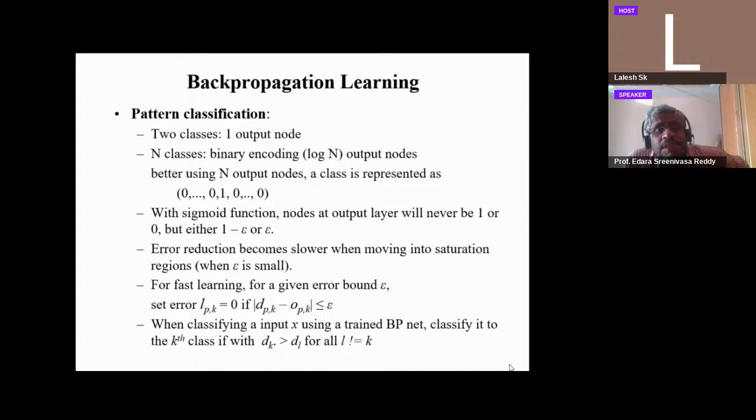When classifying an input X using a trained BPNet, classify to the kth class if dk is greater than dl. Dk means the desired response of the kth node, and dl is the desired response of the other node. So that is the classification.